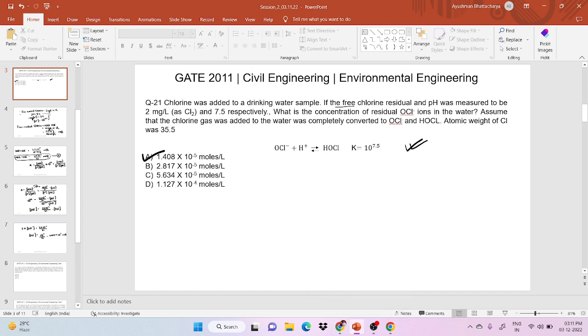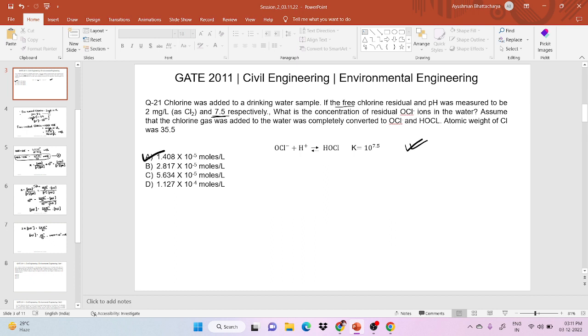We started with the question. Basically in this question they have given us two data: the concentration of free residual chlorine and the value of pH. The free residual chlorine is given in terms of Cl2, that is 2 milligram per liter, whereas the value of pH was 7.5. Next, they have given this equation, and in the question they have asked what is the concentration of residual OCl- ion in the water. Assume that the chlorine gas added to the water was completely converted to OCl- and HOCl.